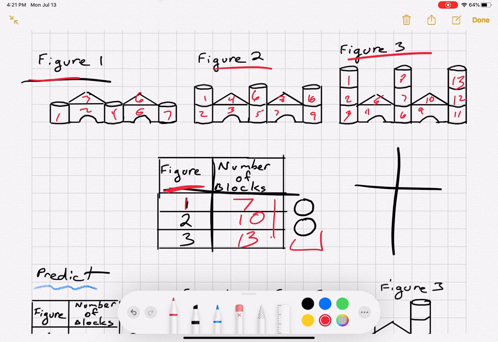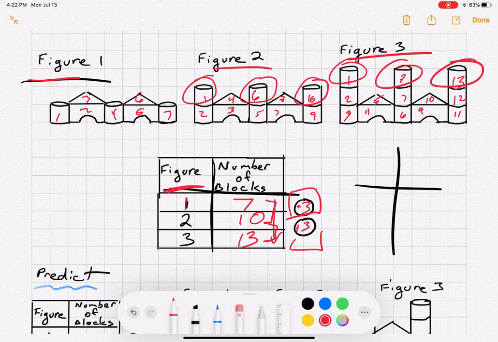So now I'm looking at my numbers, and from each figure they're getting bigger, so I know that I've added. And what was the change that happened? How many blocks did I add each time? And if I look here, here's some blocks that I added. Okay, and there's the blocks that I added. So the pictures help make that really obvious. Okay, so 7 to 10 is 3, and then between 10 and 13 is 3. So I have added 3 blocks each time.